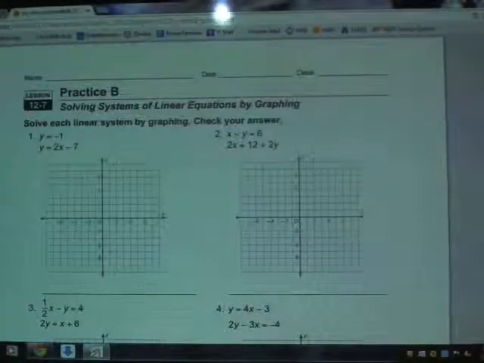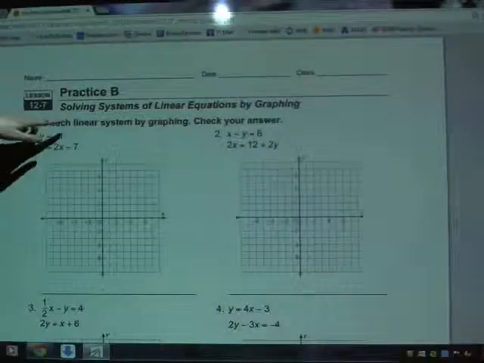On each line for each equation, there'll be a whole bunch of points that work. But there's only one point at which I have that intersection that works in both equations. And again, that point of intersection happens to be our answer here. So let's look at number 1. Y equals -1 and y equals 2x minus 7.